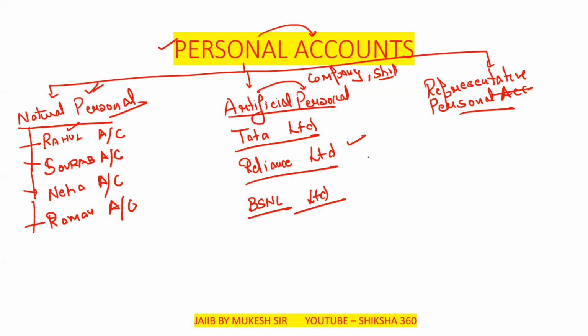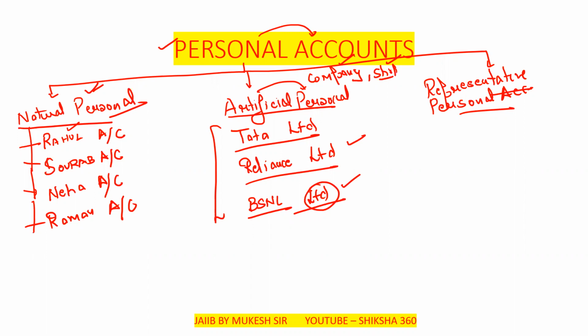So basically all these are artificial accounts. These are accounts related to a specific company like BSNL, Bharat Sanchar Nigam Limited. So any company or any organization related to the artificial account comes under the artificial account. As for the representative account, you have to wait some time. I will discuss it in the upcoming slides. What is a representative account?